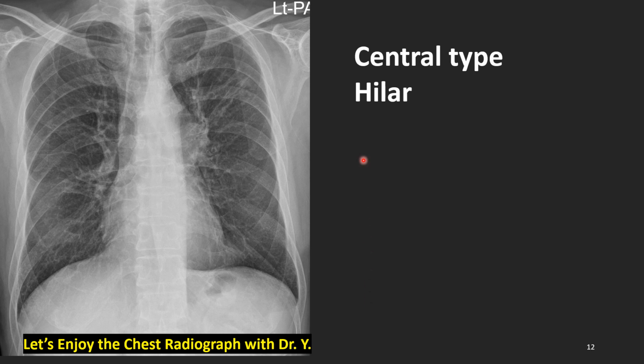Another pattern of central type lung cancer, hilar lung cancer. This is also the central. We are familiar with this one. The hilum is not normal shape with increased opacity, with irregular margin and streaky linear lines here. Yes, small cell lung cancer at the left hilum with lymphangitic obstruction.